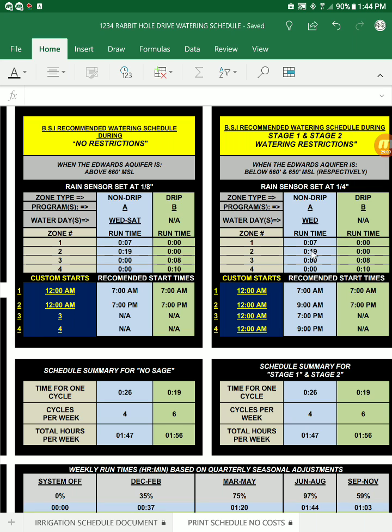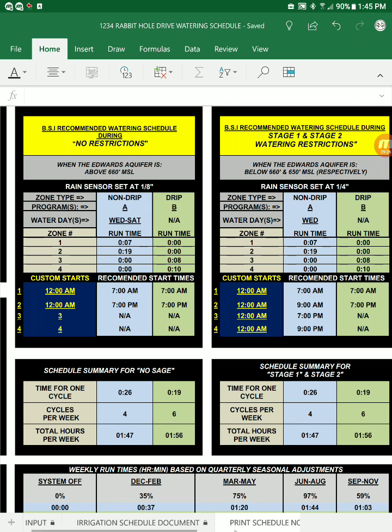Yeah, that's why these run times don't change. I'm always worried I've got an error in this thing somewhere. Okay, so anyway, here's these. The computer's automatically spitting out your start times for you or the customer to program into the controller. And then these are custom start times over here.